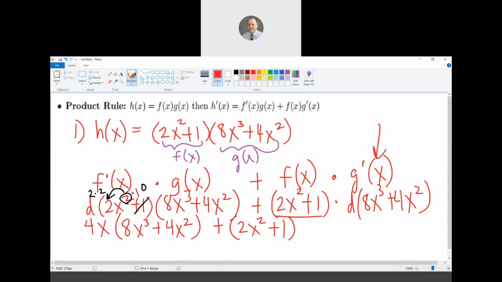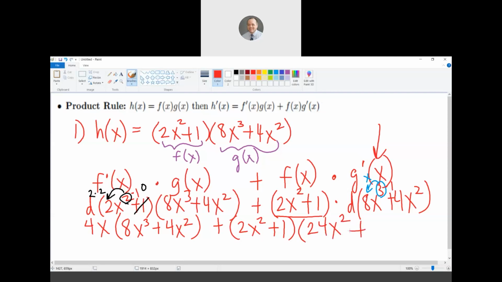And now we're ready to take the derivative of g of x. So use the power rule for both terms. Move the 3 in front and multiply it by the 8. So that would be 24. And subtract 1 from the original exponent. That will give you x squared.